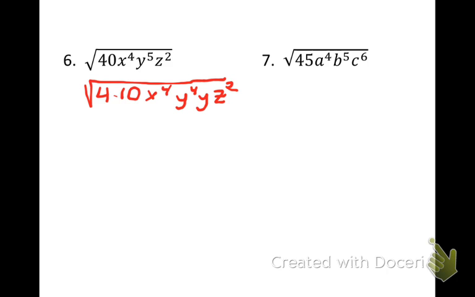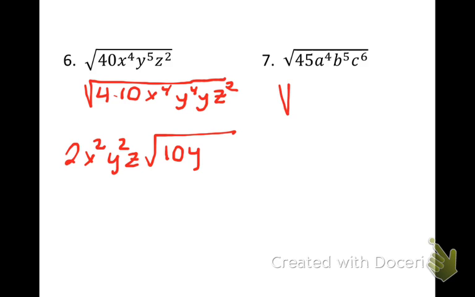So now I'm going to just take the square root of all my perfect squares. Square root of 4 is 2. Square root of x to the 4th is x to the 2nd. Square root of y to the 4th is y to the 2nd. Square root of z to the 2nd is z. And what do I have left? I have 10y. And again, when you think you're done, look at what you have there and say, are there any perfect squares in 10 or y? Well, no, they're not, so I'm done.